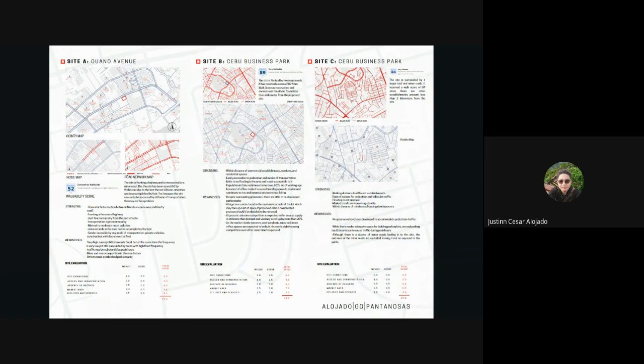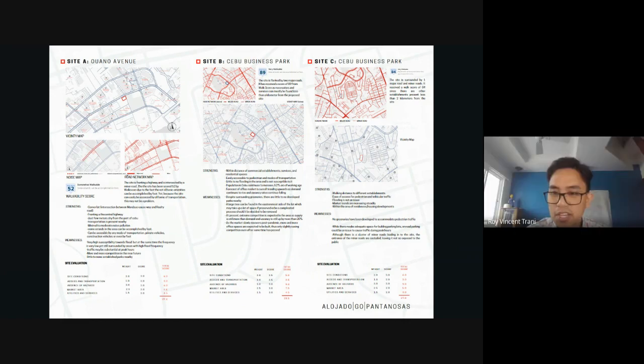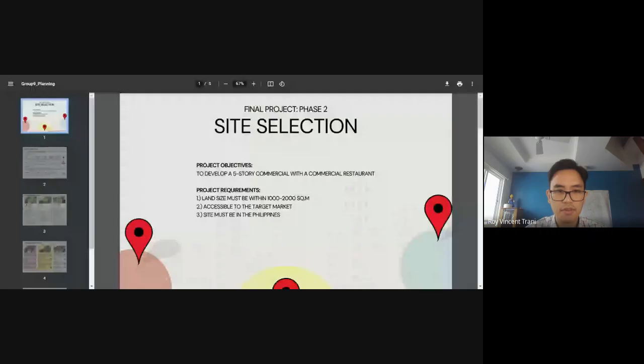Thank you, sir. Okay. Next group, Monte Claro, Remedio, and Seno. Are you ready? Okay, 12 na. Monte Claro, Remedio, and Seno. There we go.